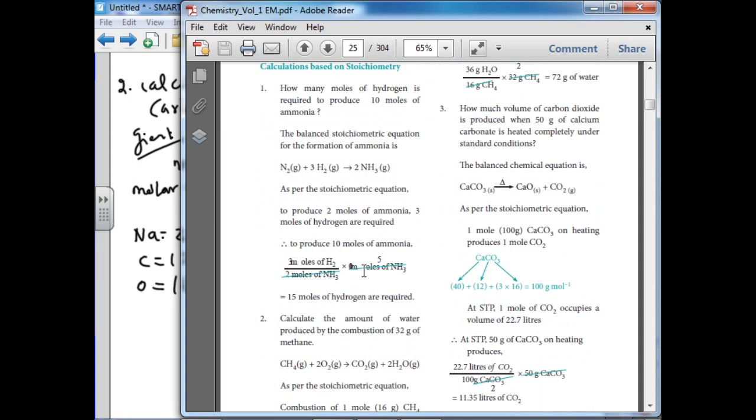So next we are going to do the calculations based on stoichiometry. The first question: how many moles of hydrogen are required to produce 10 mole of ammonia? This is the first question.